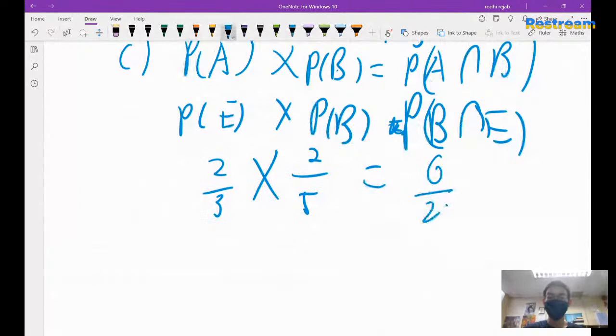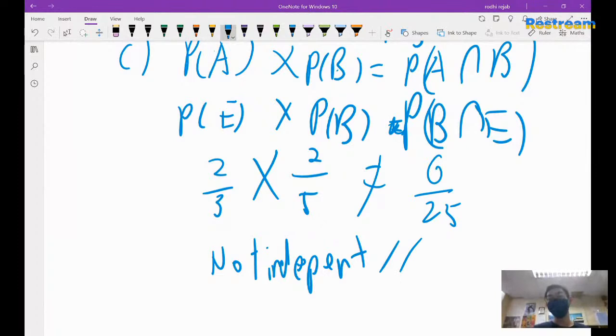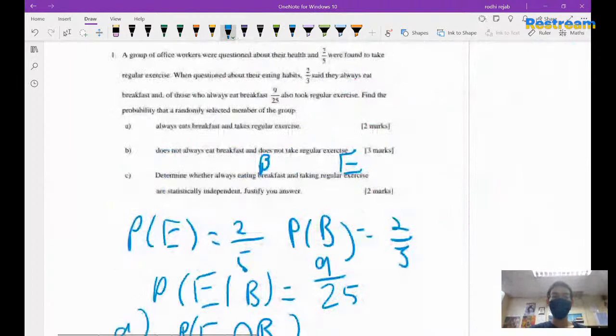So supposedly it's not equal. Press your calculator and you'll see. Yes, it is not equal. So since they are not equal, they are not independent. Or the other way to write it is they are dependent. Not independent is the same as dependent. So that's it for me, that's all for this question.